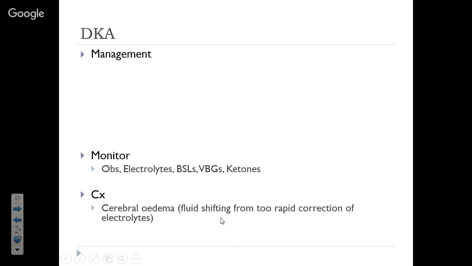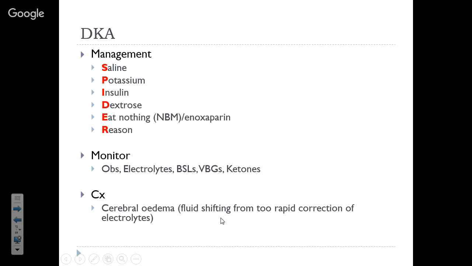The management of DKA can be remembered by this mnemonic. So SPIDER: S for saline, P for potassium, I for insulin, D for dextrose, E for nil by mouth or enoxaparin, and R for reason. So basically, these are the main management principles in order. So first of all, you want to fluid resuscitate with saline, maybe give potassium if indicated. Then you commence your insulin, then maybe dextrose as well, to prevent the blood sugar from dropping too low.